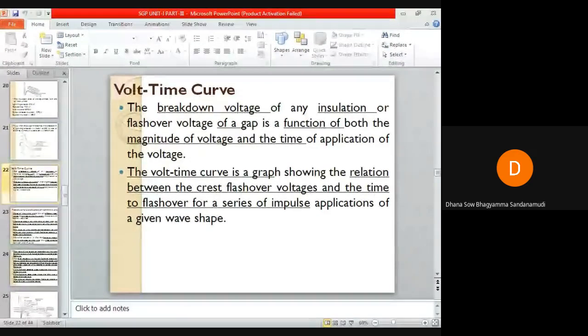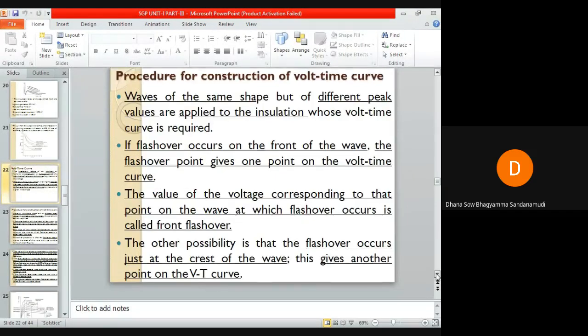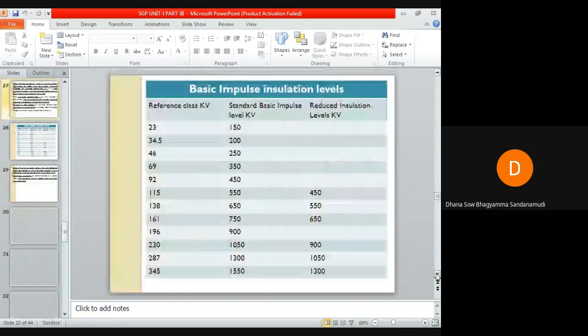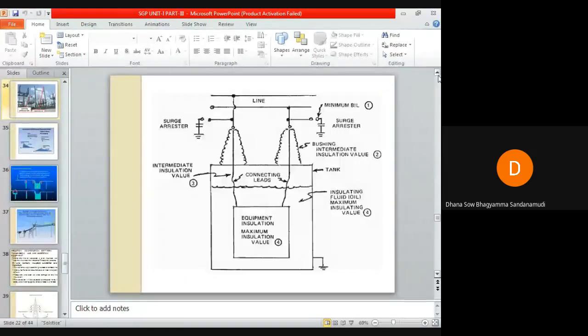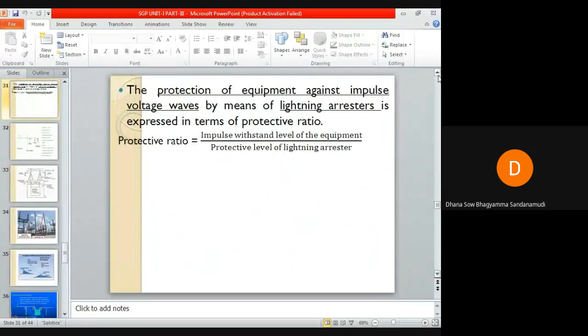Okay, so I hope you are able to see the screen, and we didn't reach the screen which I wanted to show. Yeah, so this is it.